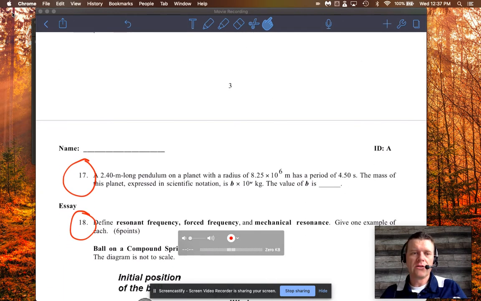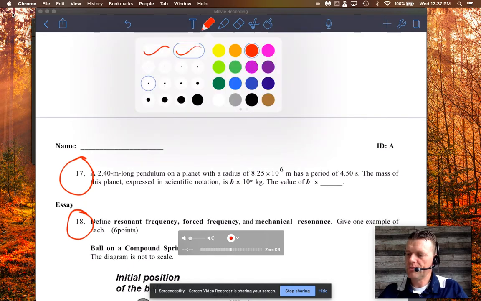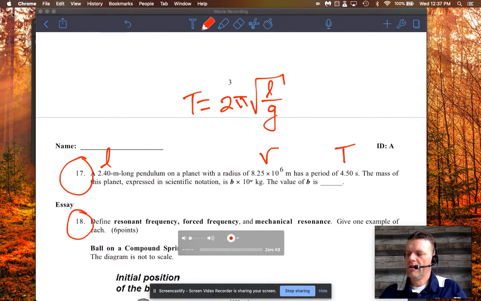Number 17 does the same thing. It gives you the length of the pendulum L, the radius of the planet, and the period of the pendulum. Then it asks, what's the mass of the planet? Well, if you know the period and you know the length, that's exactly what I was alluding to earlier. We can manipulate this to solve for g.